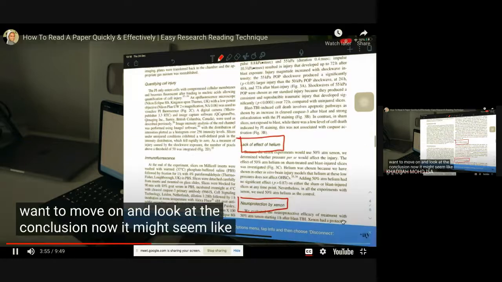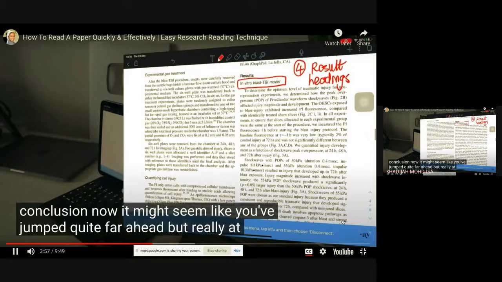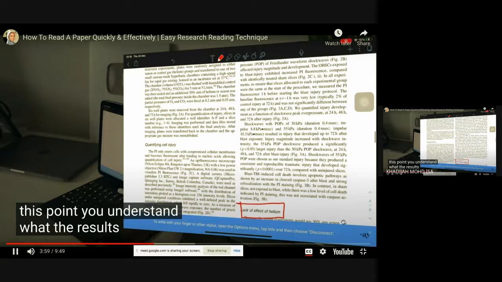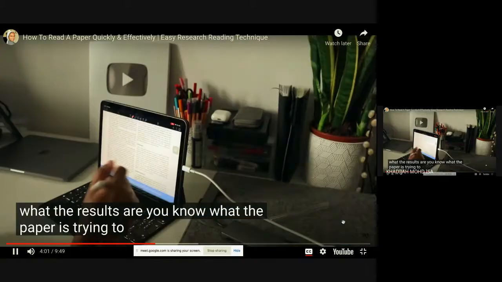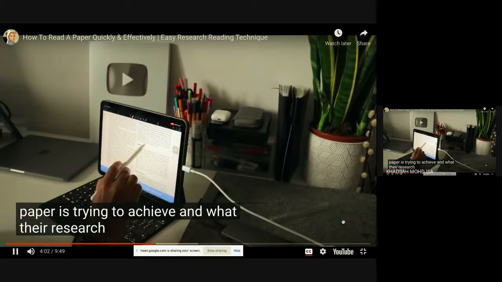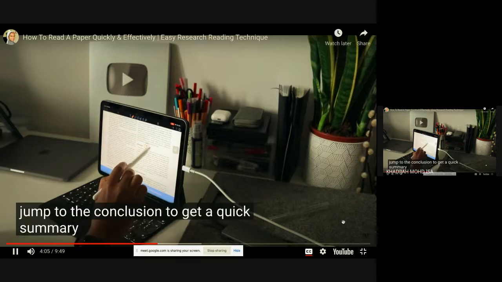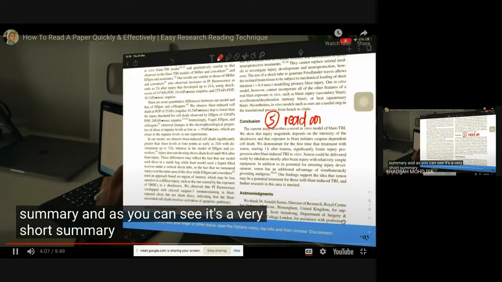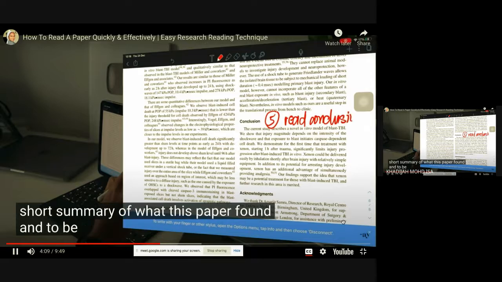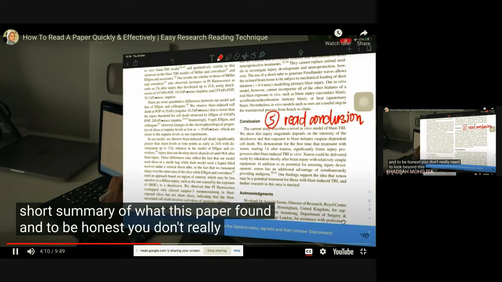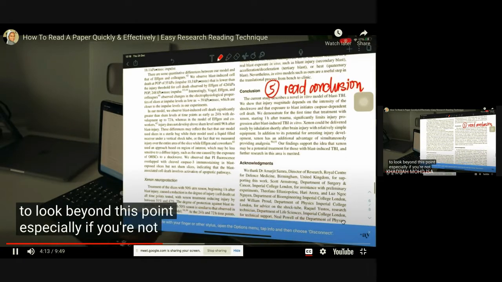Now, it might seem like you've jumped quite far ahead, but really at this point you understand what the results are, you know what the paper is trying to achieve and what their research aims are, so you can just jump to the conclusion to get a quick summary. And as you can see, it's a very short summary of what this paper found. And to be honest, you don't really need to look beyond this point, especially if you're not looking at the paper in too much depth.